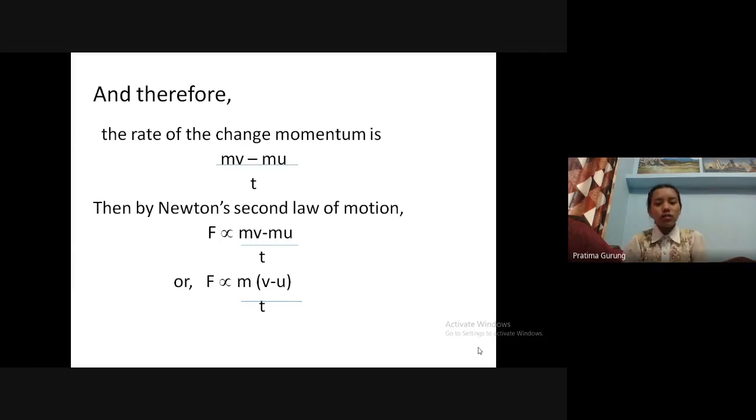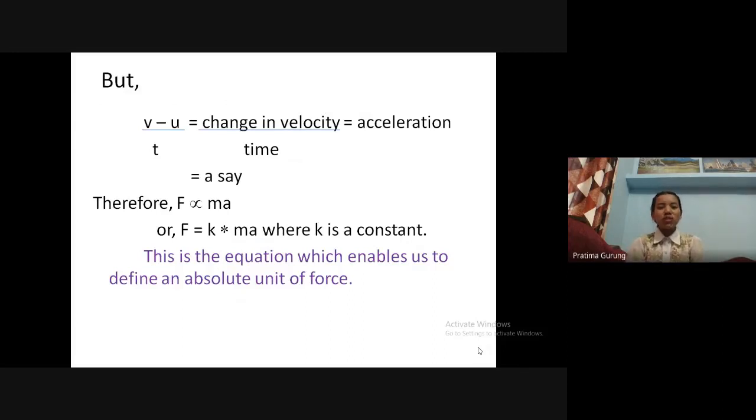Or let us take m common and v minus u gets separated. Then we can write F is proportional to m(v minus u) upon t. But we know that (v minus u) upon t, which is change in velocity upon time, is equal to acceleration. Let us say a. Therefore, F is proportional to ma, or F is equal to k into ma, where k is a constant.